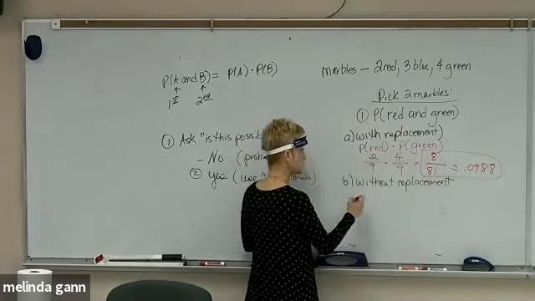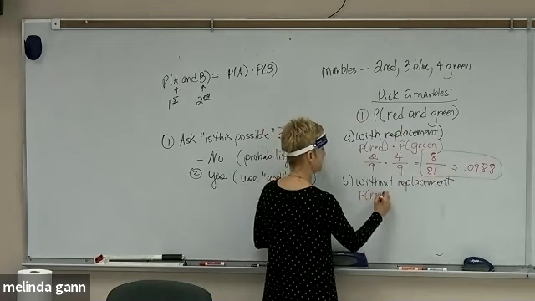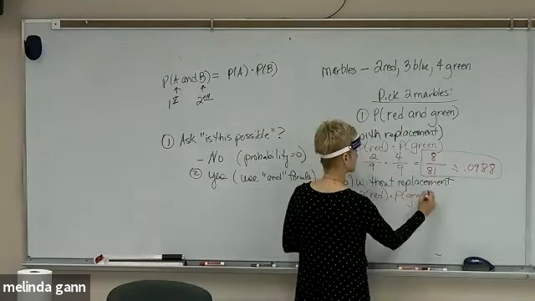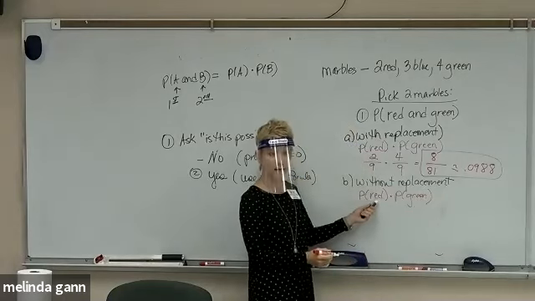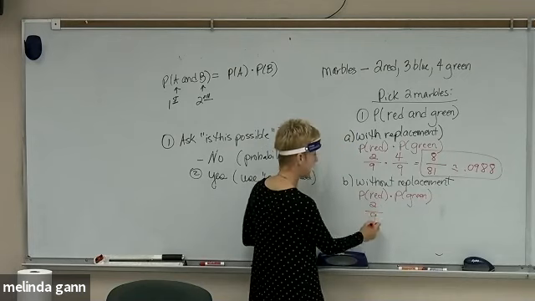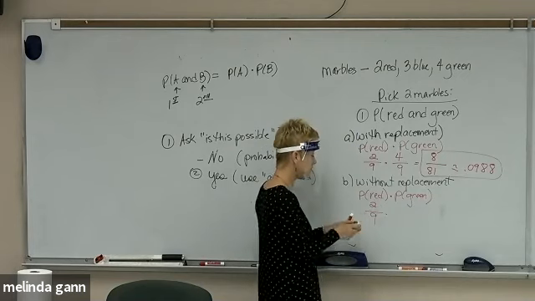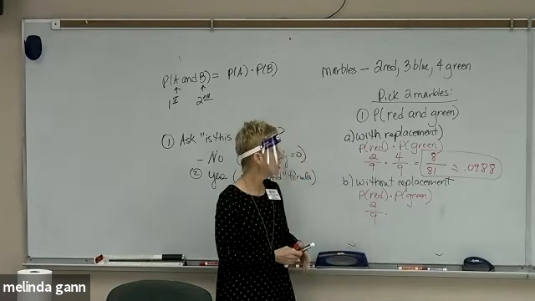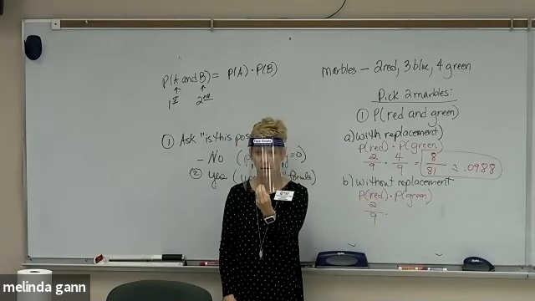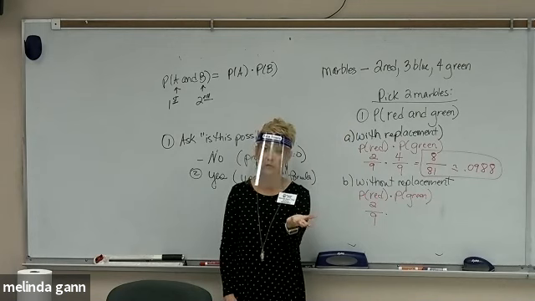Now, look at the difference here. It's still the probability of red times the probability of green. On my first pick, what's my chance of getting red? 2 out of 9. Now here's what you got to do. We're going to talk about this more next time on Thursday, but you have to assume that the marble in your hand is red. Because if it's not, it's already game over.